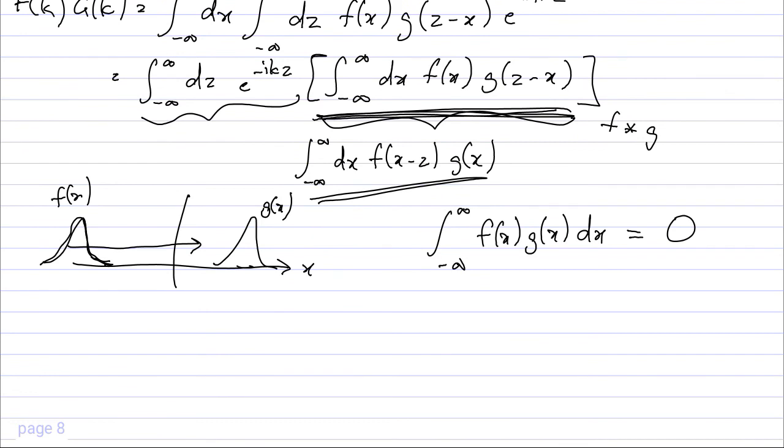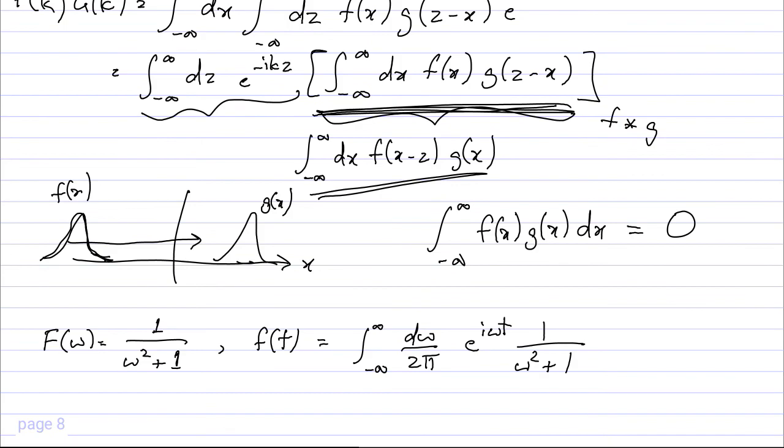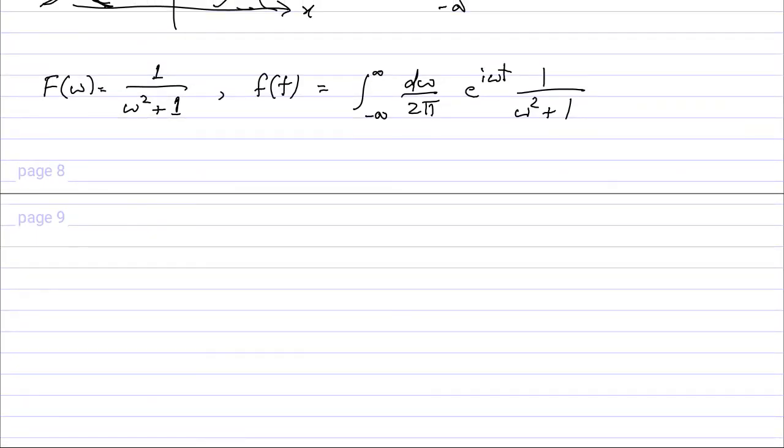So I know that capital F of omega is 1 over omega square plus 1. Then it follows that f of t is going to be given by the integral from minus infinity to infinity of d omega over 2 pi, e raised to power i omega t, times 1 over omega square plus 1. It's easy to do this integral using contour integration. I'll assume initially that t is positive. I need to deal with both cases, because you are doing a convolution integral over different values of t.